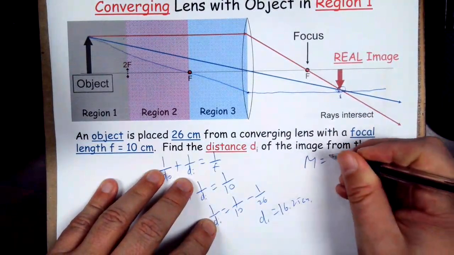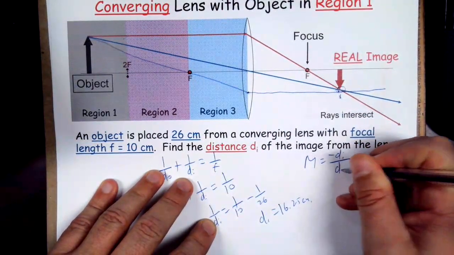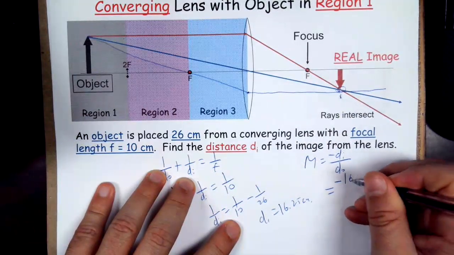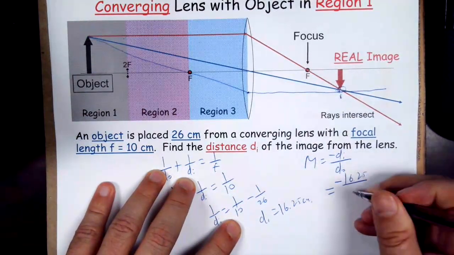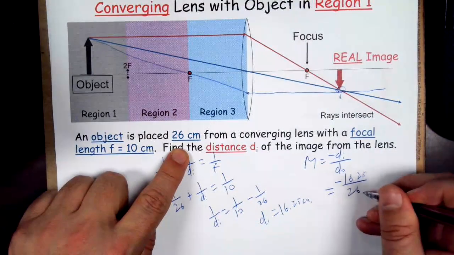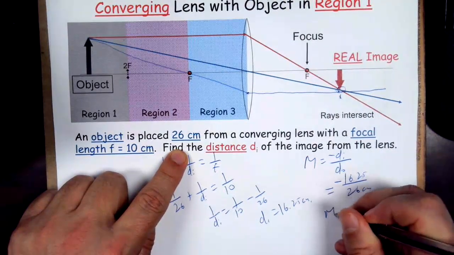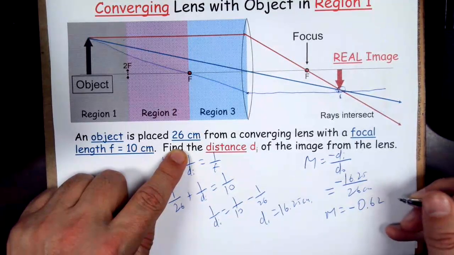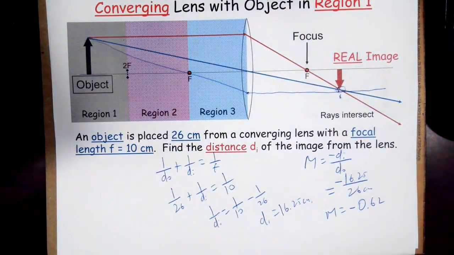If we want to find the magnification, it is negative di over do, so that is negative 16.25 divided by 26 centimeters, so the magnification is negative 0.62. So that also checks out, right? The magnification is negative because the image is inverted, but also its magnitude is less than 1. So yes, negative 0.62 looks about right.